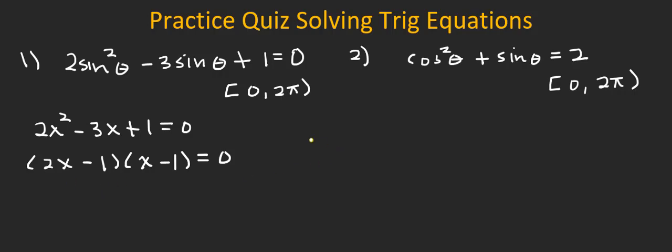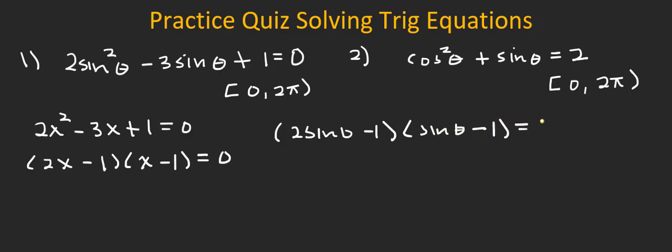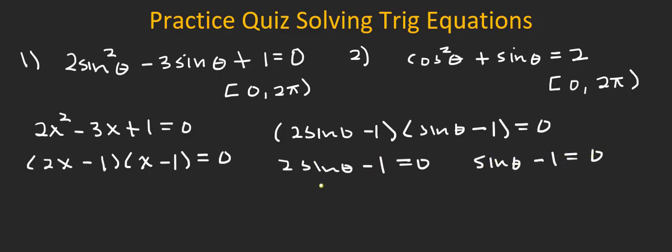So using the similar concept, you could factor that: 2 sine squared theta minus 3 sine theta plus 1 is 2 sine theta minus 1 quantity sine theta minus 1 equals 0. So now you have 2 sine theta minus 1 equals 0, or sine theta minus 1 equals 0. Now how do you solve for sine theta? Well, sine theta is equal to 1 over 2. And remember, we need to solve for theta. So sine of theta equals 1 over 2.